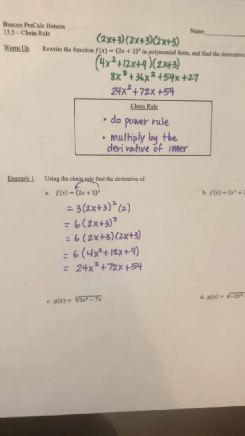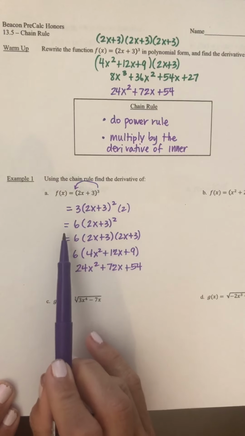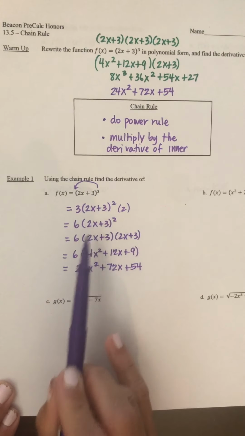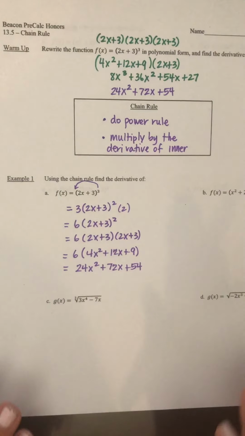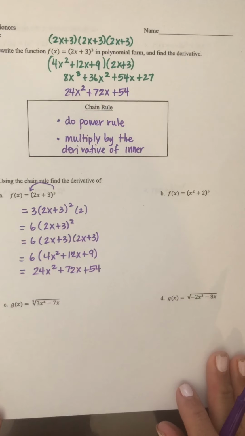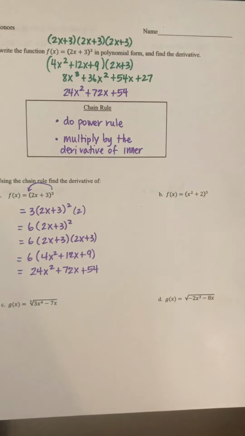Actually, most of the time you don't take it out to this level. You would leave it more like this second line here, where you do simplify the 2 and the 3, but nothing more than that. So let's try another one. Let's try letter B. Chain rule. Let me switch my colors.